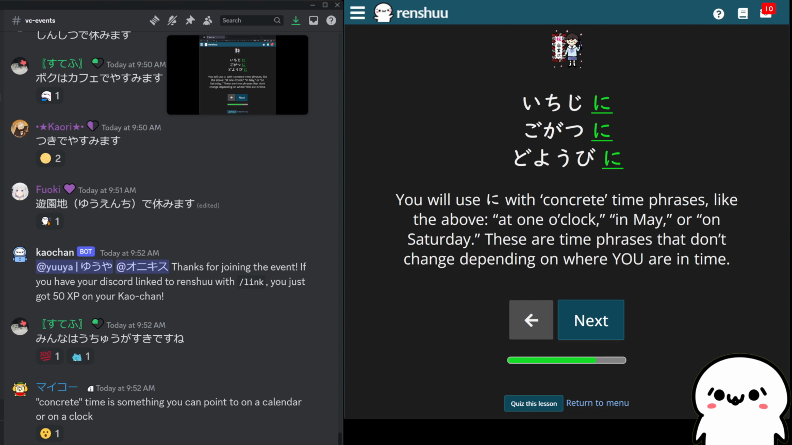If it's something you can point to, and it's just that one spot, like if I say 1 o'clock on a clock, there's only one spot on the clock. If I refer to May, there's only one May. If I refer to doyobi, Saturday, but contextually I mean this Saturday, there's only one this Saturday. And it might be, for me, it's going to be December 17th. All of these can use ni.